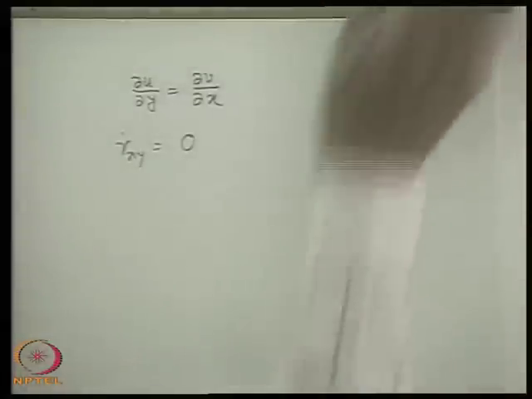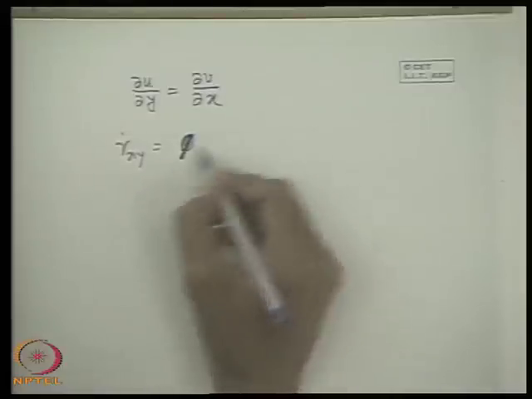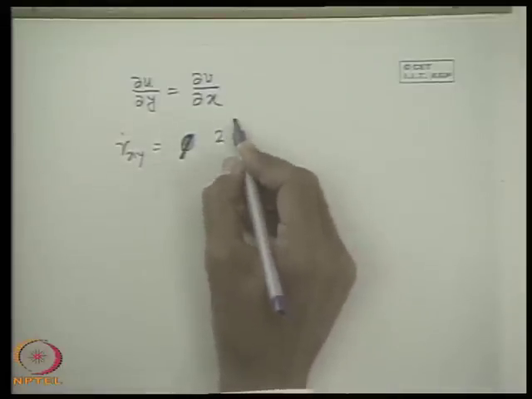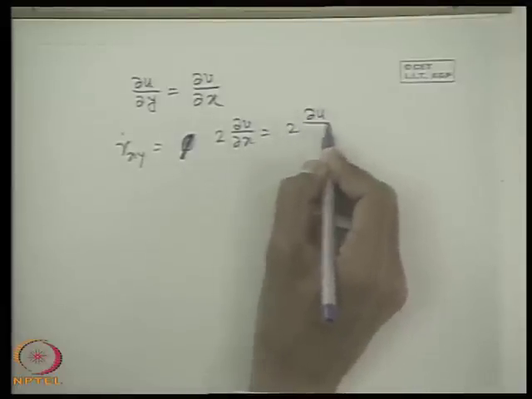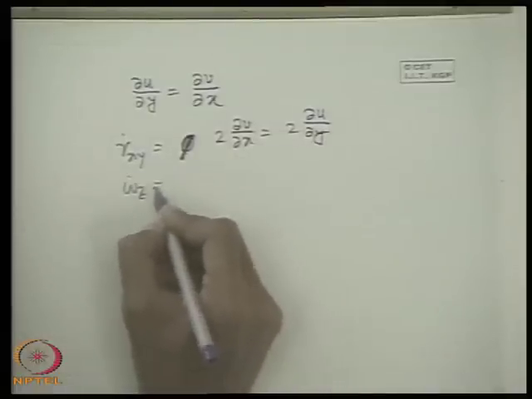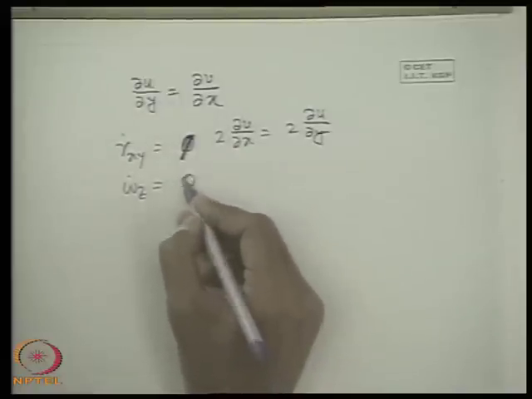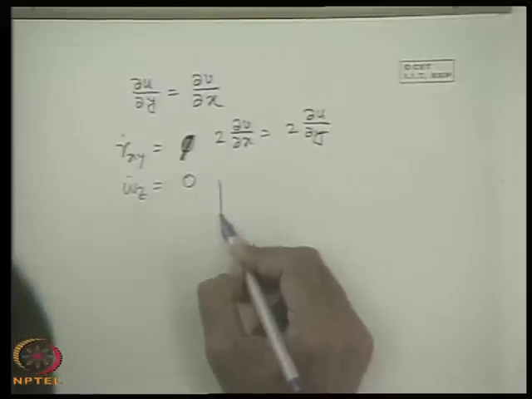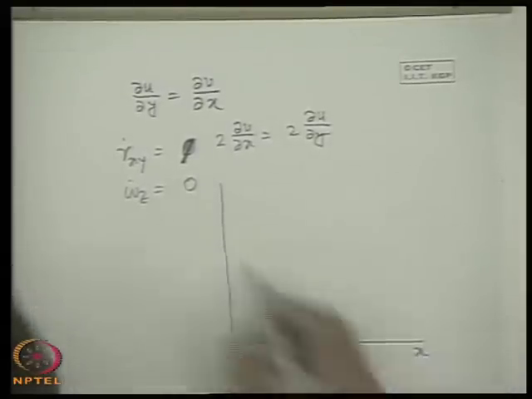But now take a special case where del u del y is equal to del V del x. In this case, gamma dot xy is not 0, it is either twice del V del x or twice del u del y. But in this case, by definition, omega dot z is 0 because this is equal to this with the same sign, so omega dot z, that means rotation, is 0. What is this situation?